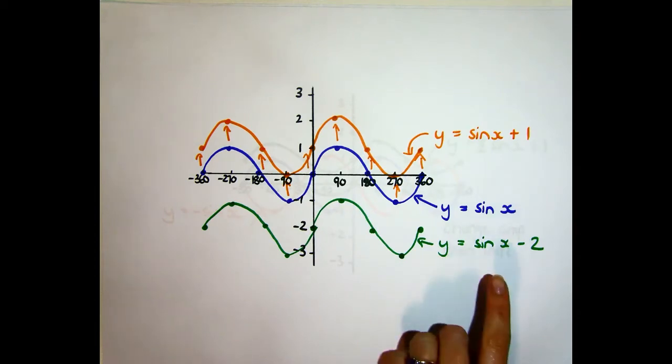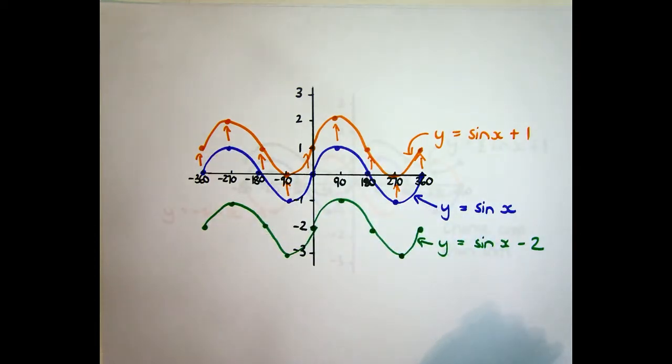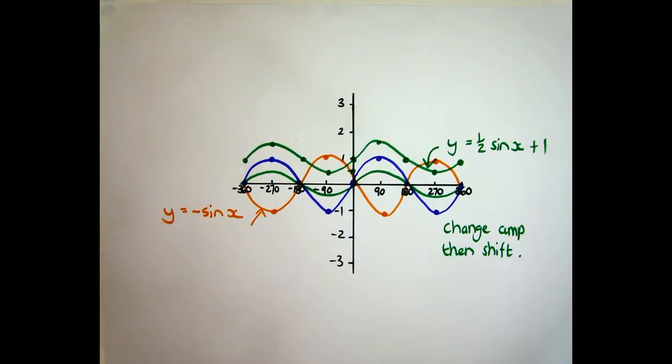I recommend that you always draw in your original graph in pencil. You can erase it afterwards if you like, but that you show the shadow graph for yourself so that you understand the transformations. Lastly, what happens if you have two transformations?